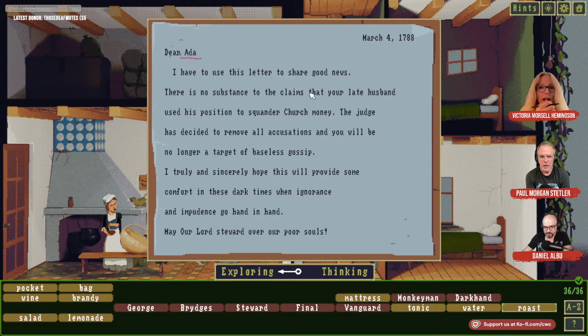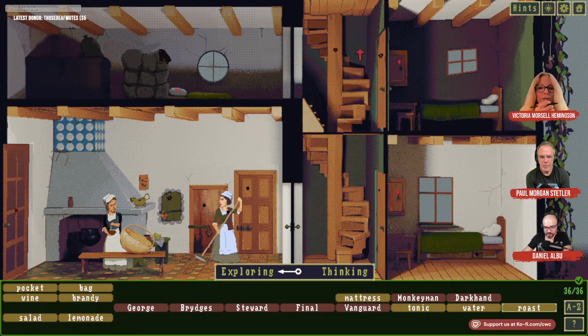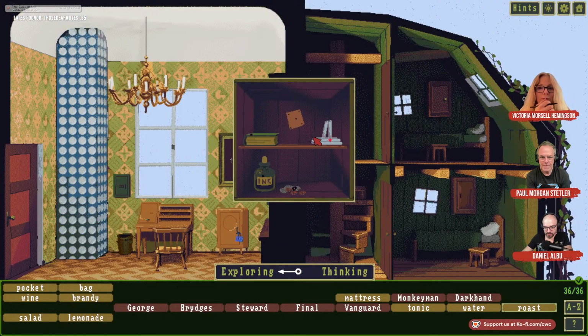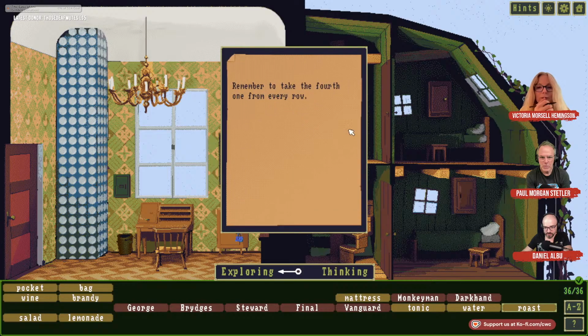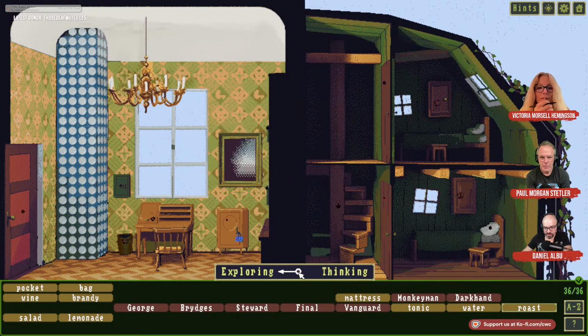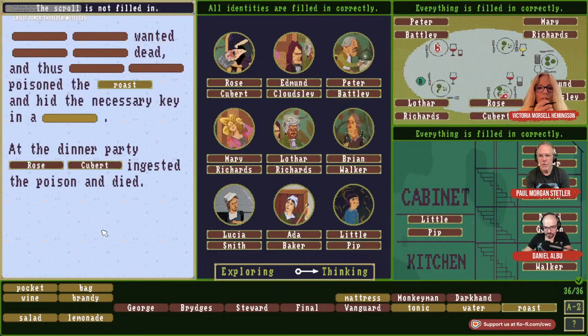Dear Ada. So if she got this note and she knows the code to decipher what she needs to do, then she's giving the order to do it. So Ada didn't want him dead. She's carrying out the order, so she did it. Yeah, Ada Baker poisoned. So was it David Gorham who wanted, did they want Rose Kubert dead, or Edmund Cloudsley dead?